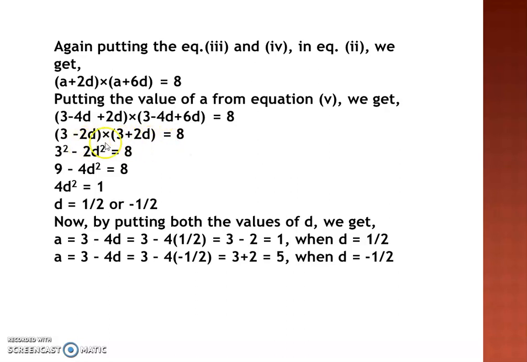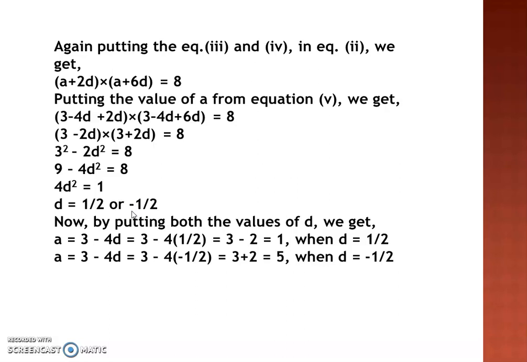Now this is of the type A minus B into A plus B, that identity, which is A square minus B square. So 3 square minus 2D the whole square is equal to 8, or 9 minus 4D square is equal to 8. When I simplify, I will get D value as plus or minus half. Now D can be a fraction, D can be positive, D can be negative. It can be any type of AP. So here both the values of D are possible. D can be half and D can be minus half also.